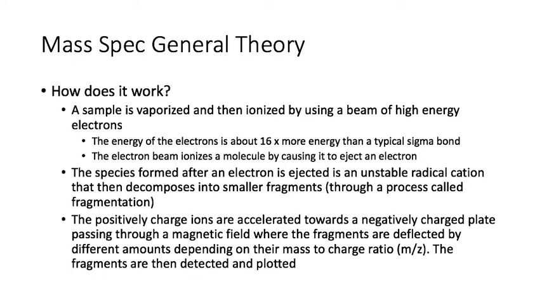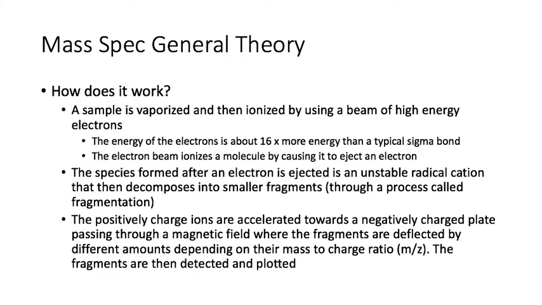That's why it's not called mass spectroscopy, it's mass spectrometry, because you're using a different technique to actually probe your molecule. The energy of these electrons is usually very, very high, almost 16 times more energy than is required to break a typical sigma bond. So you're just blasting your molecules with lots of energy. And in order to ionize the molecule, that electron beam causes it to eject an electron in the process.